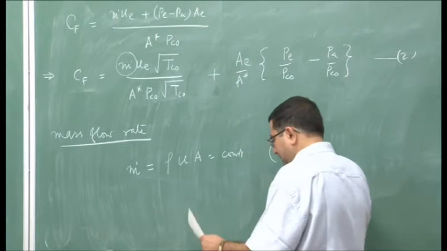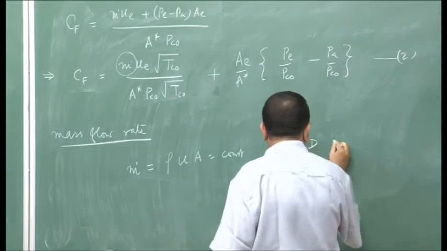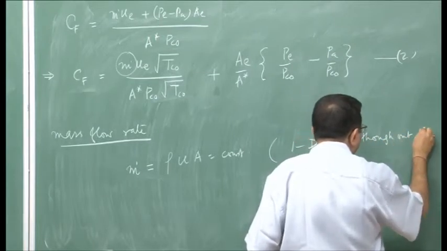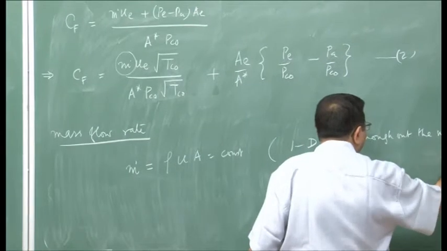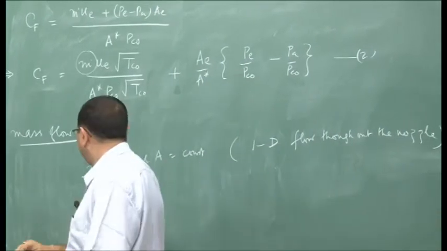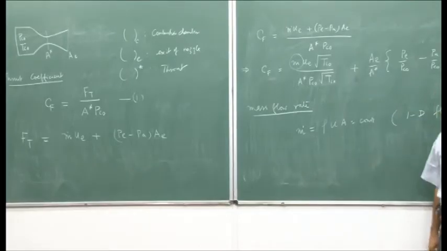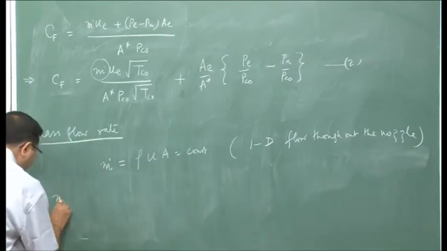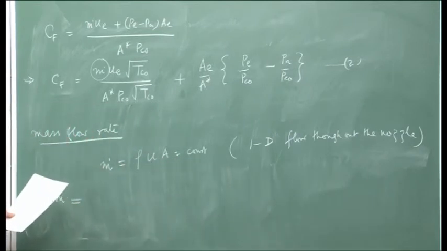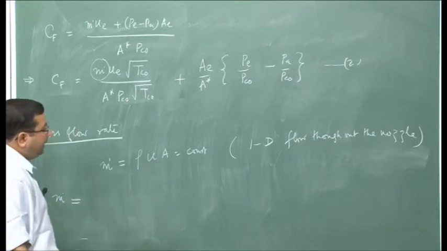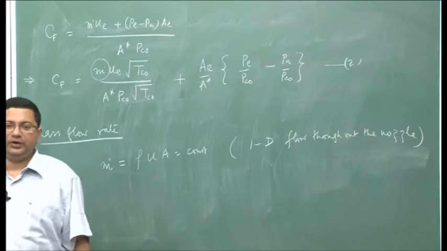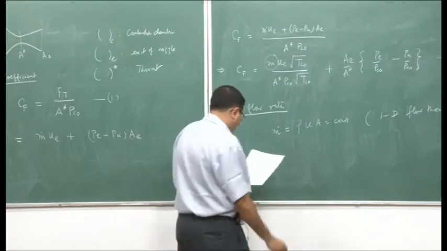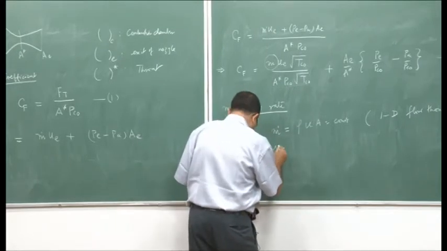So, this is for a 1D flow throughout the nozzle. We have discussed this in detail and shown this expression. So, m dot is rho u A. Now, what we can do is convert this to a different representation by using the definition of stagnation properties and getting a different expression for the velocity. I will just write this equation, then you can do it yourself.